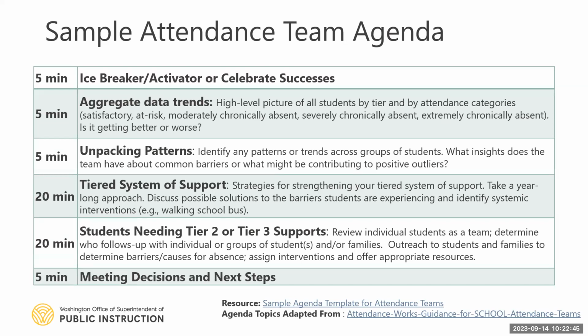This example agenda shows starting out by looking at the aggregate data trends, what is happening across the student body and at different times of year and for different student groups. And then you start unpacking patterns. Then you look at your tiered systems of support and think about if there are areas that you want to bolster or focus on. And then you have a block of time where you're looking at students in need of tier 2 and tier 3 supports. And then you close with your meeting decisions and next steps. That's just one example that you could use.